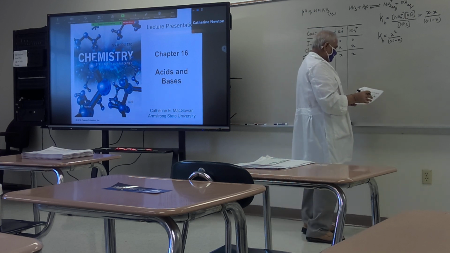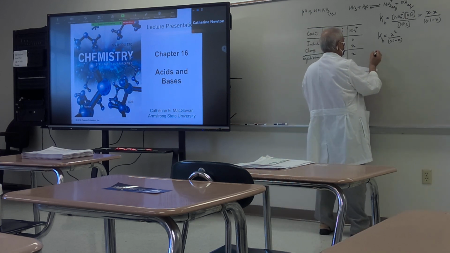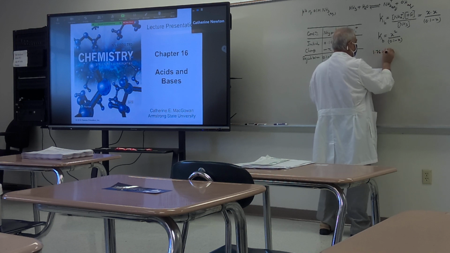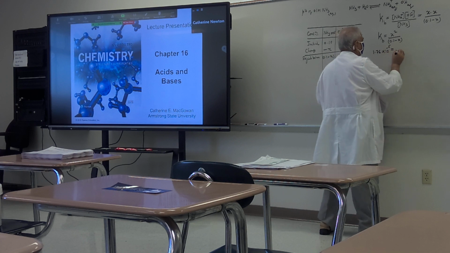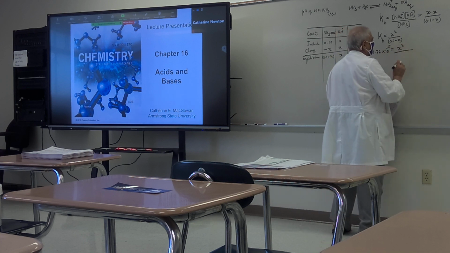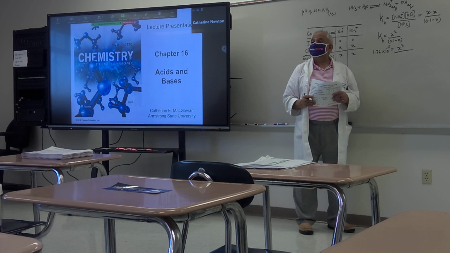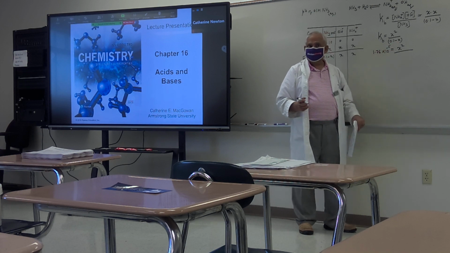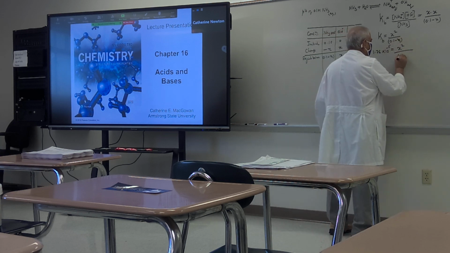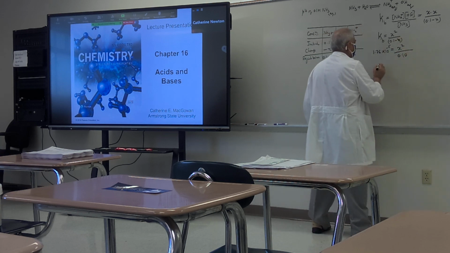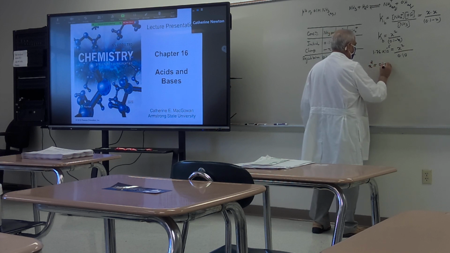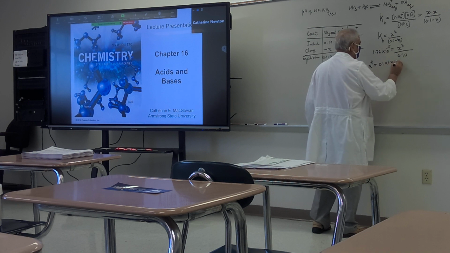They have given the Kb value as 1.76 times 10 to the negative fifth, which is equal to x squared over 0.1 minus x. I am making an assumption that ionization is less than 5%. Can I ignore this x for the time being? Yes, so I will ignore it. This is going to be 0.1. So x squared equals 0.1 times 1.76 times 10 to the power of negative fifth.